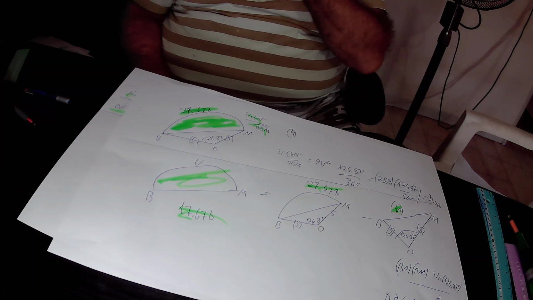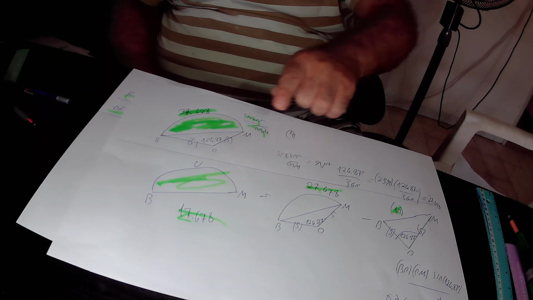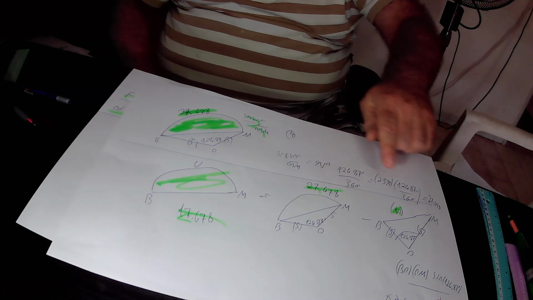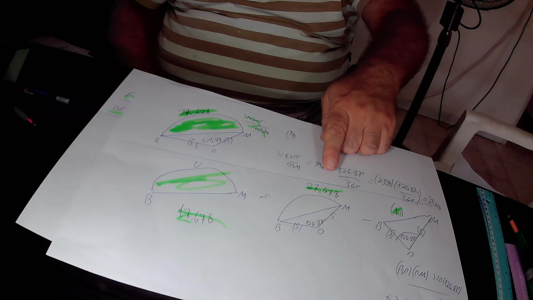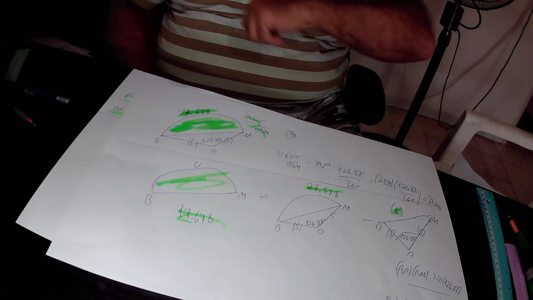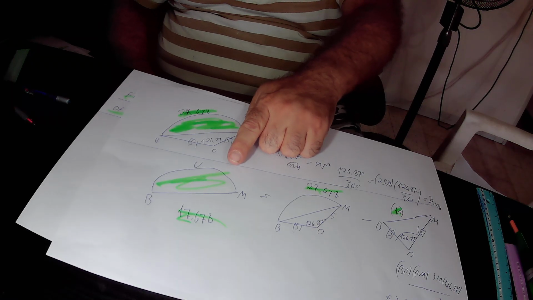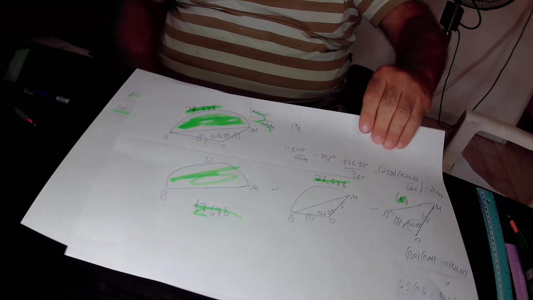So the area of this upper segment BOM equals the area of sector BOM, that is 27.678, minus the area of this triangle BOM, that is 10. 27.678 minus 10 is 17.678 square units in size. So we found out that the area of this upper segment BUM equals 17.678 square units in size.